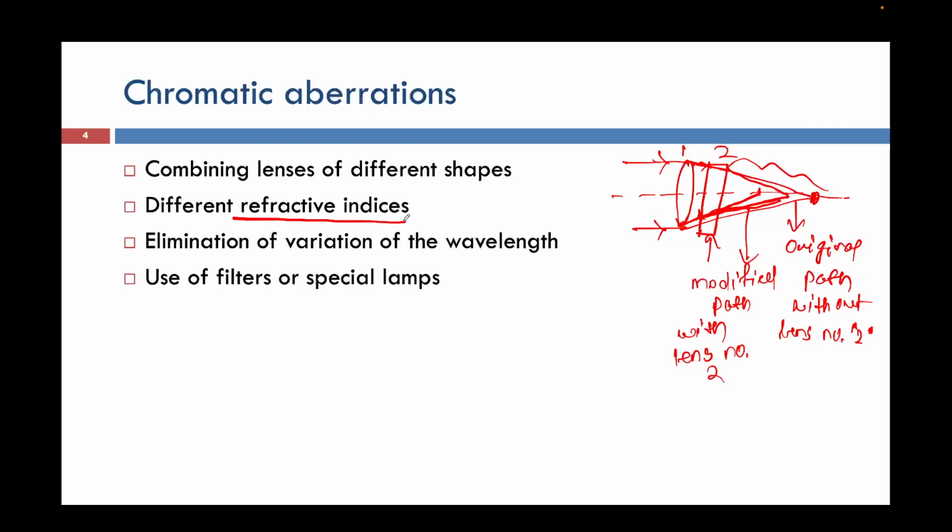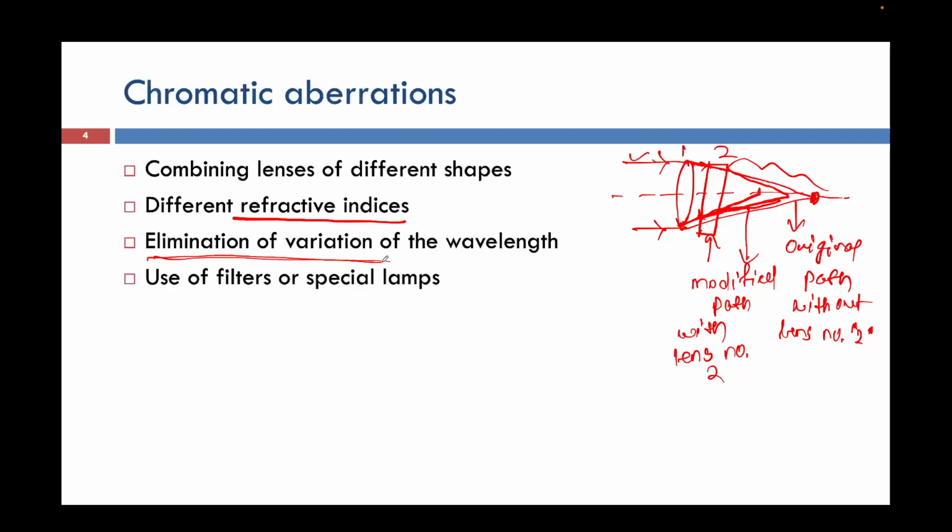indices, because depending on the refractive index, the velocity of that light will also vary, right? So due to that, different refractive indices also are needed to minimize the chromatic aberration. And as I said, the simplest method, but yet the expensive method, is elimination of variation of the wavelength, right? So that requires some complex techniques, so that we'll be eliminating the variation in the wavelength.